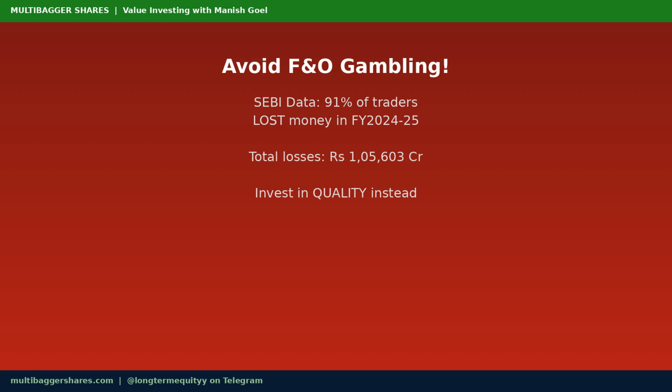And here's what frustrates me. While quality-focused investors were building wealth through fundamental analysis, SEBI's own study confirms that 91% of individual traders in the F&O segment lost money in 2024-25. The total losses, over 1,05,000 crores. That's wealth destroyed by speculation.